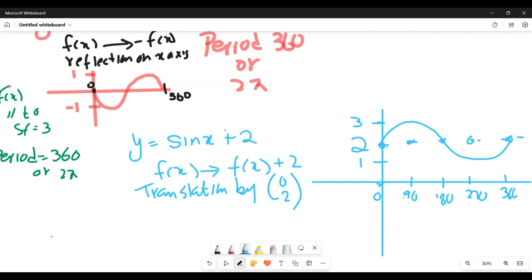Period is still 360 or 2 pi, because one cycle is completing between 0 and 360 degrees.